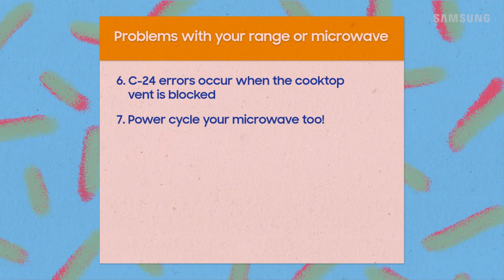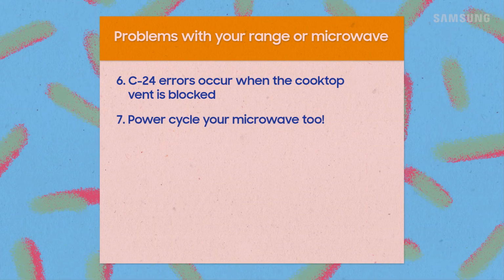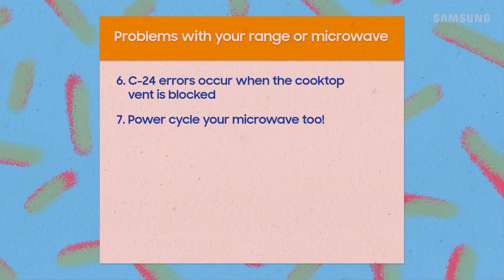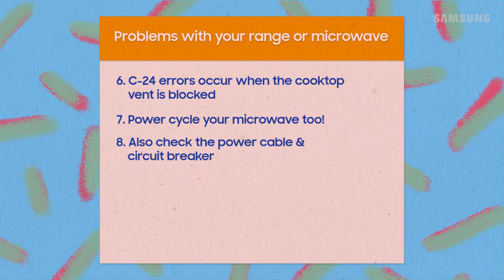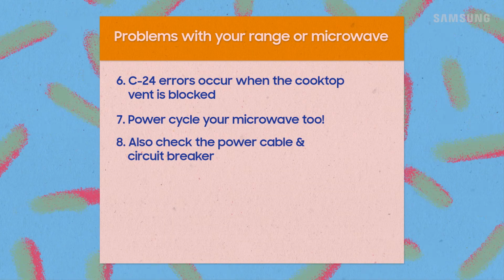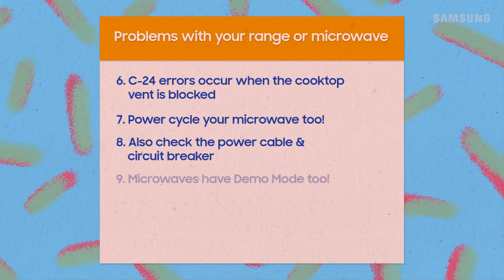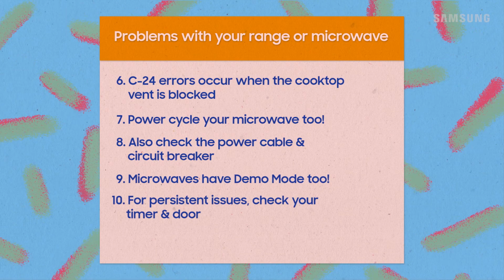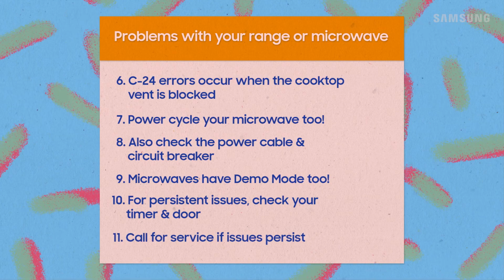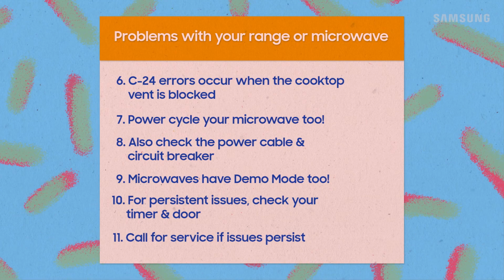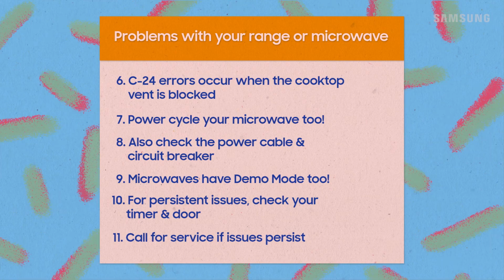Power cycle can also work for microwave issues, but if it's still not heating or has stopped working, it could be due to the circuit breaker, power supply/connection, damage, demo mode, timer, door, and clearance. Give these a look over and see if an easy adjustment is all you need before calling for service.